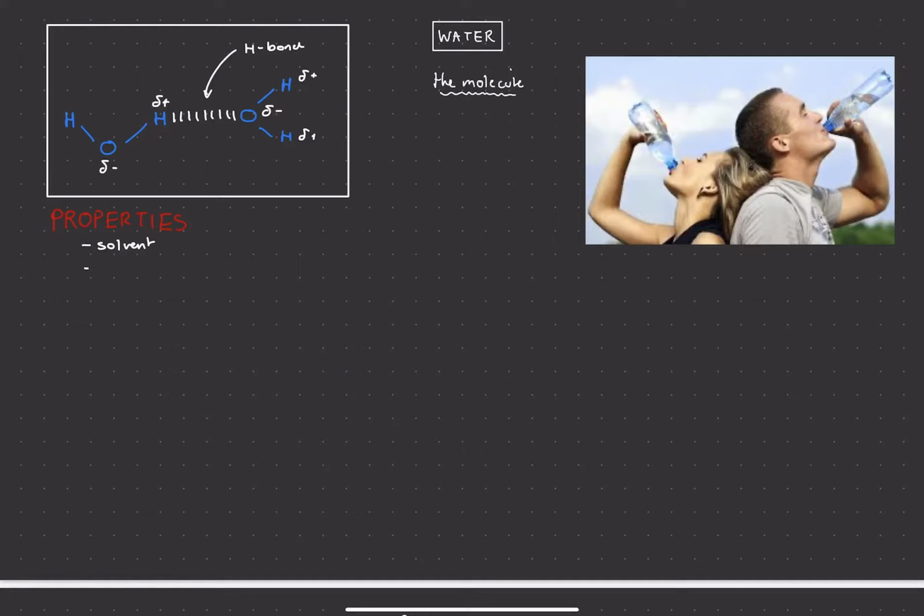It's also fairly reactive, so it's used as a reactant. This is because it has this oxygen atom, which is fairly reactive, and it doesn't have any double bonds, and double bonds are pretty stable. So, water is a fairly reactive molecule.